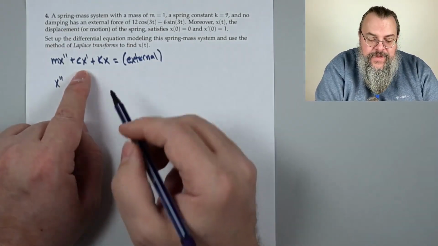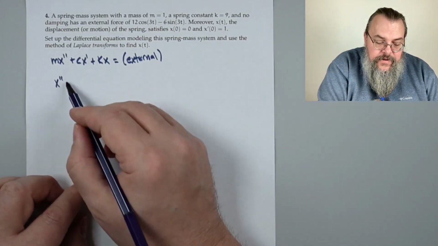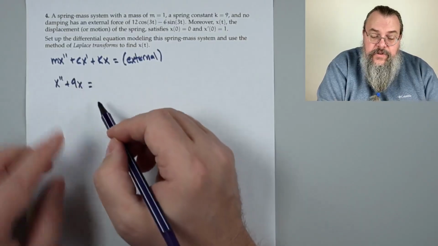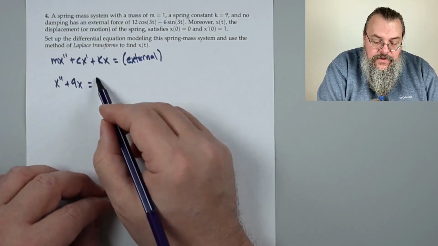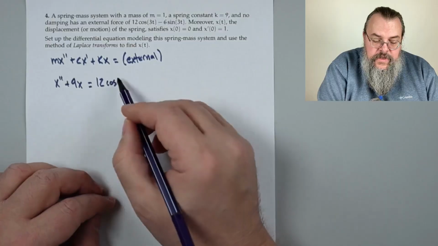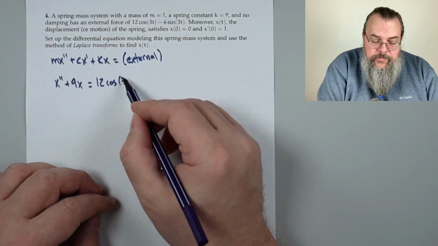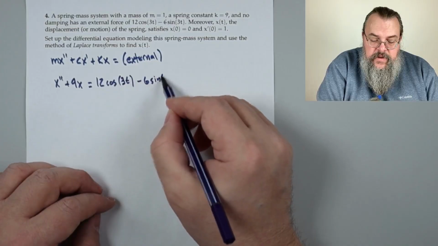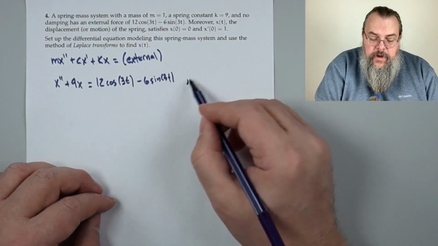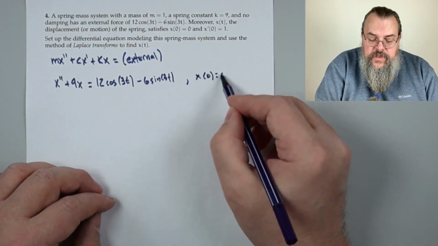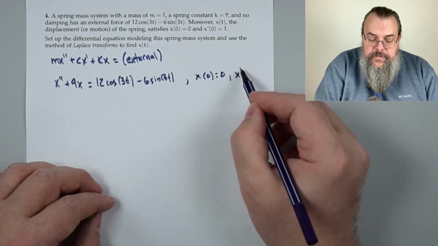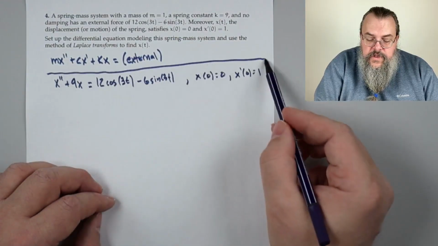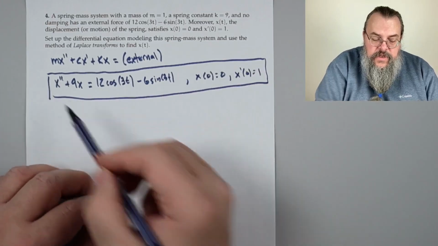That's our big clue. k is 9, so plus 9x. And our external force is given to us: 12 cosine 3t minus 6 sine 3t. And then we'll throw in some initial conditions: x of 0 equals 0, x prime of 0 equals 1. And now we have our beautiful differential equation set up.